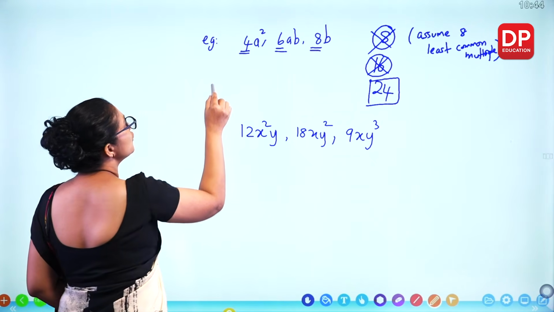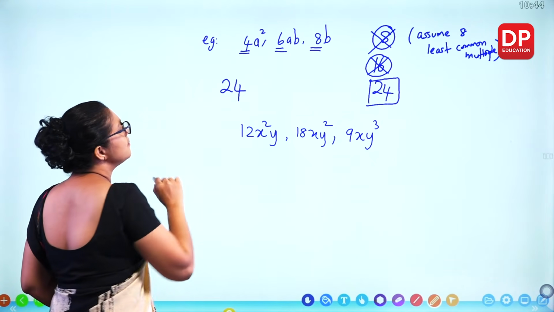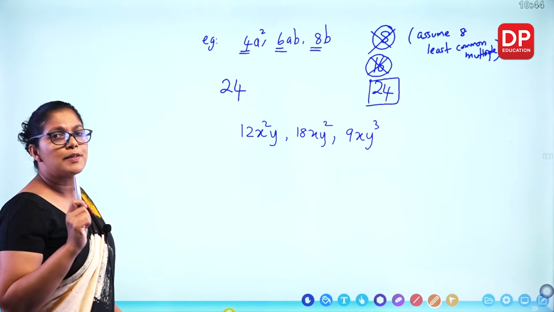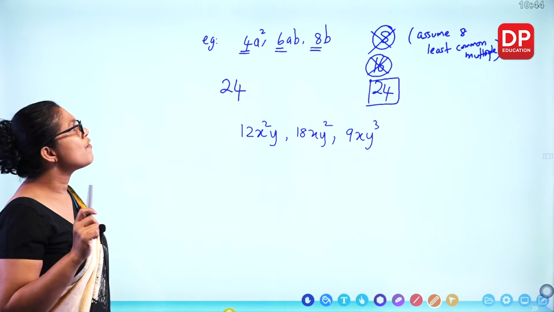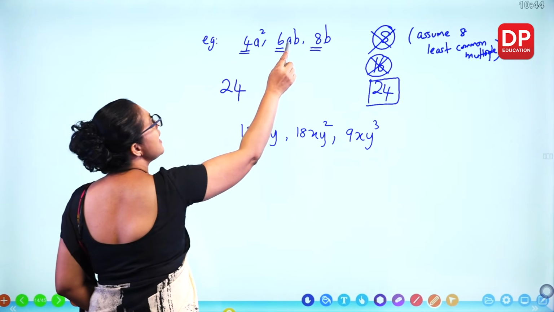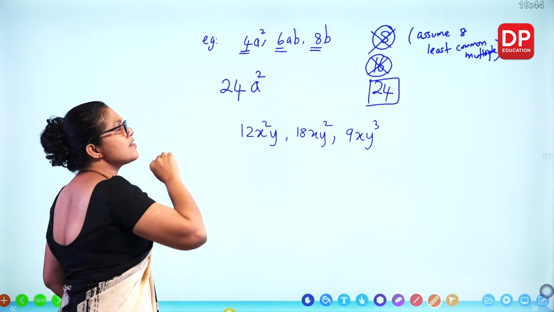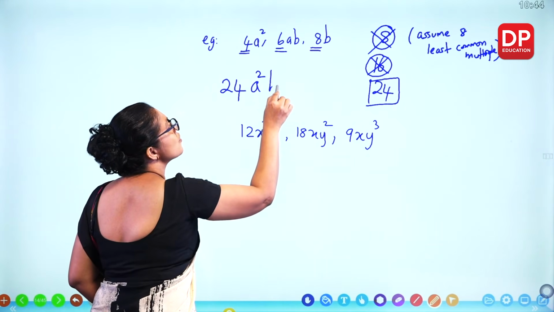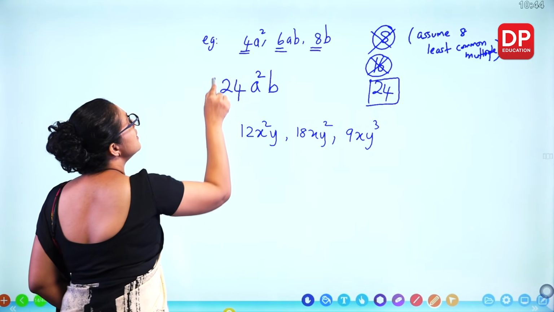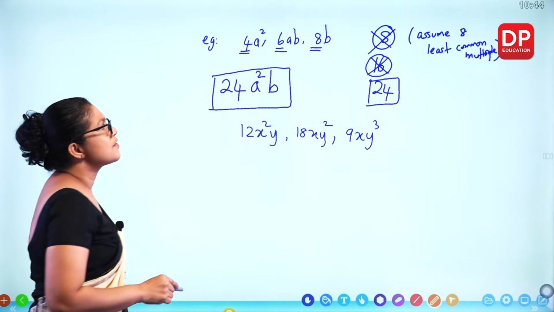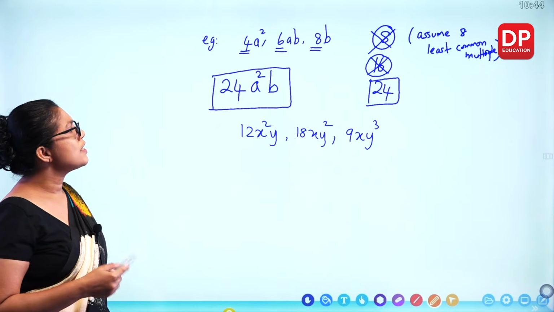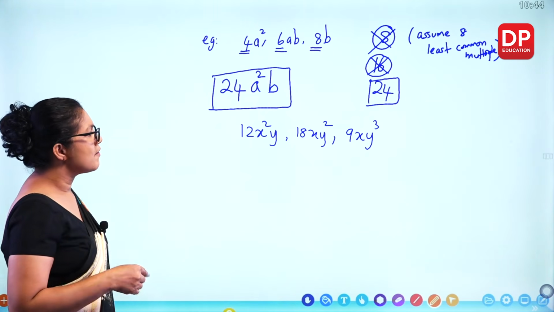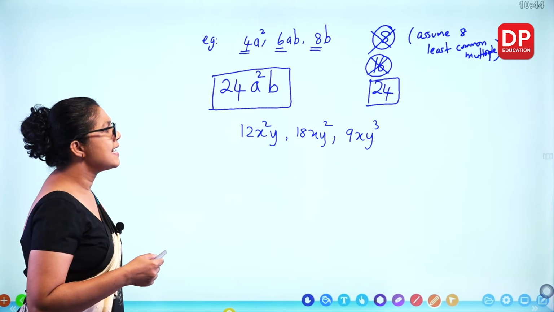Then what you do? So we know 24 comes there. When you look at the powers, we take the highest power. So when you take power of a, here a squared, a. So you are getting a squared there. So when you take b, power is 1. So here what's the least common multiple of these three algebraic expressions? That's 24a squared b.